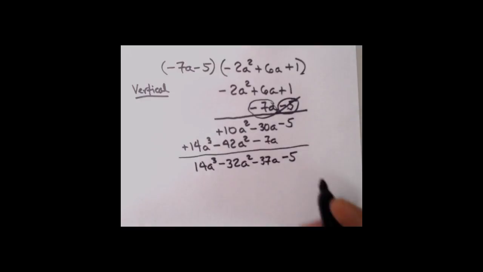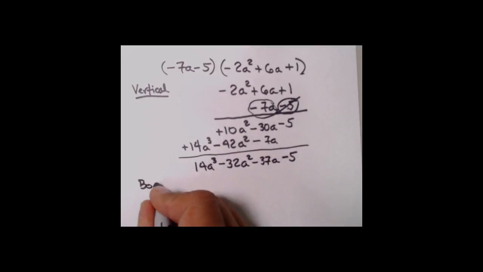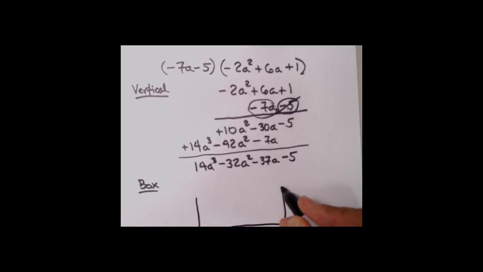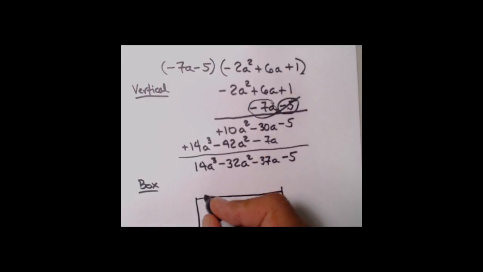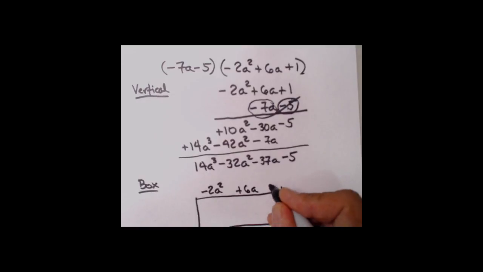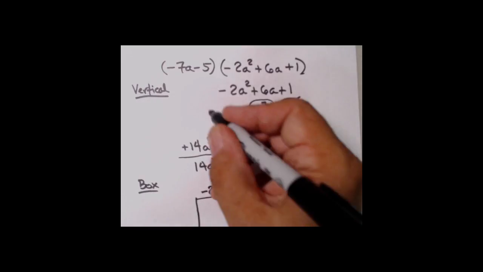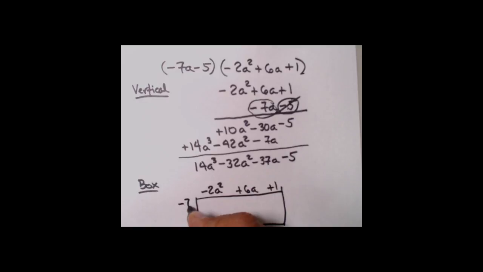Well, that's the vertical. Now, let's do the same thing with the box. Okay, so here we go. Let's make ourselves up a box. Here it is. Okay, I'm going to write the larger guy up on top. Negative 2a squared plus 6a, and then plus 1. The smaller guy on the side, negative 7a, and then negative 5.